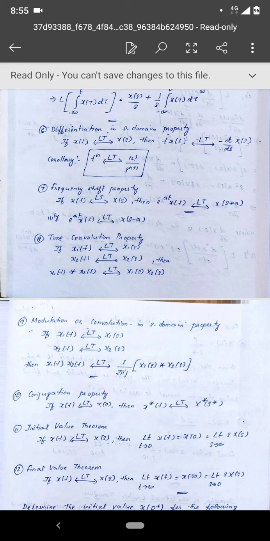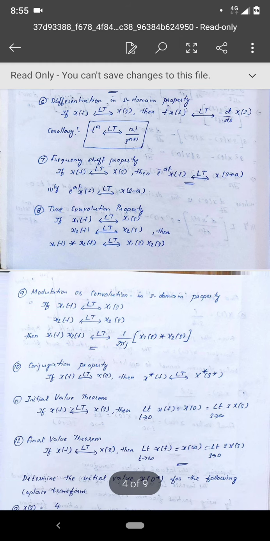I have some problems also in the later stages. If you want to find the convolution in time domain, simply find the Laplace transforms individually, find the product, and you will get a rational function. Then you find the inverse Laplace transform and you will get the convolved signal. That is very easy to find.